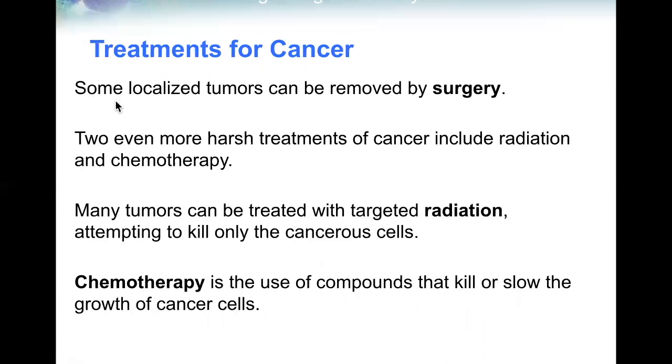Some localized tumors can be removed by surgery. Two even harsher treatments of cancer include radiation and chemotherapy. Many tumors can be treated with targeted radiation, attempting to kill only the cancerous cells. Chemotherapy is the use of compounds that kill or slow the growth of cancer cells.